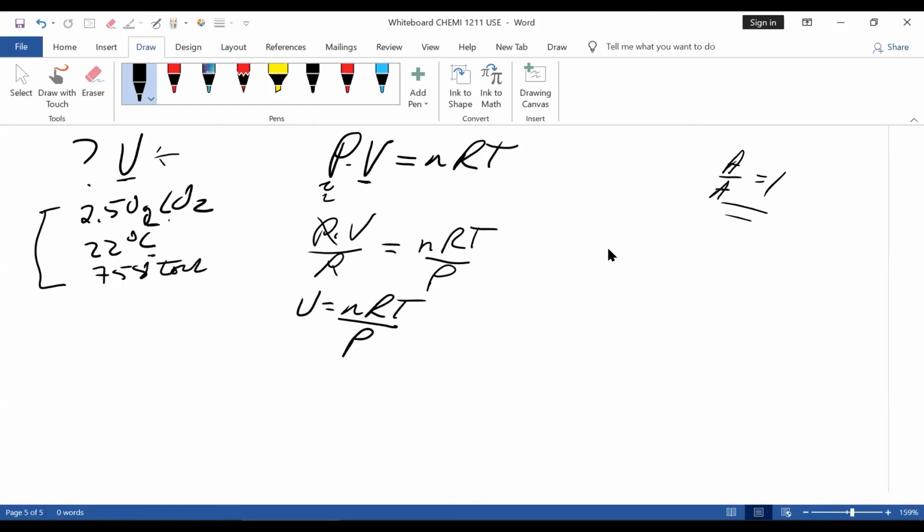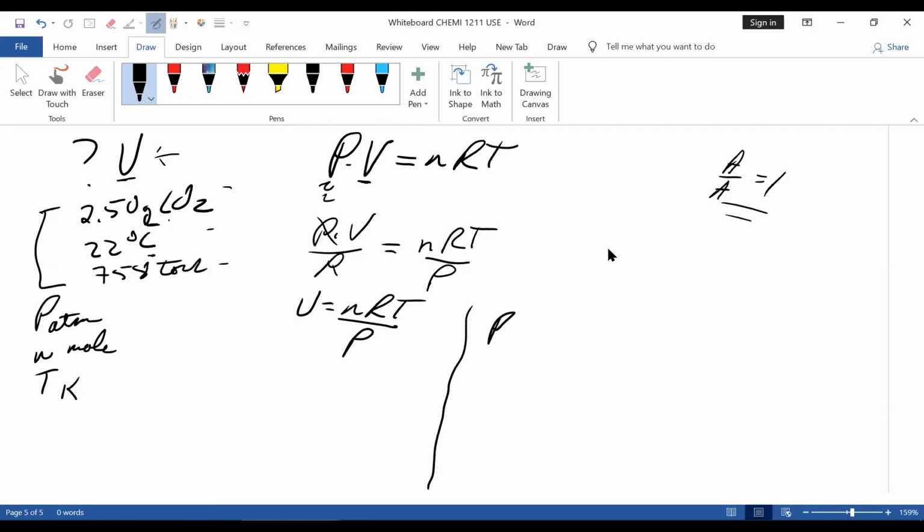Here's a common mistake. Students will forget and put these numbers in. No, they have to be the right units. P has to be in atmospheres. N is moles. And T is in Kelvin. And therefore, let's get to work.